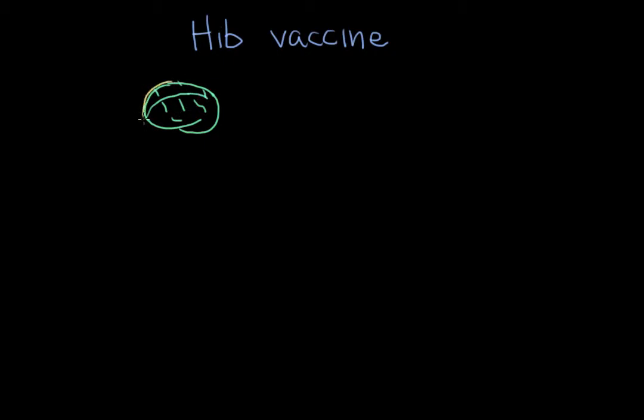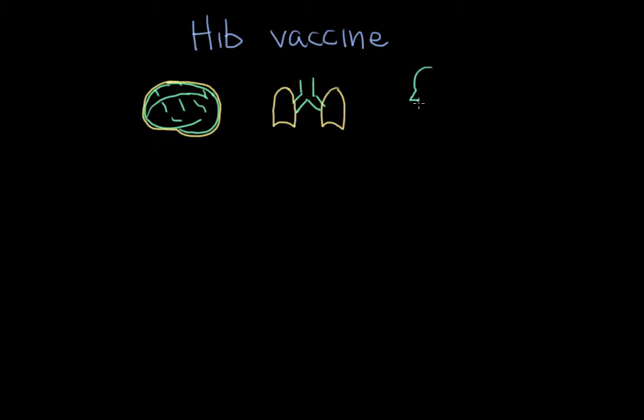The Hib vaccine was developed in 1985, and it's a vaccination for Haemophilus influenzae type B. Now, this specific strain of this bacteria, Haemophilus influenzae, was very serious. It could cause severe complications and diseases. For example, this strain could cause severe meningitis, which is swelling of the tissue that surrounds the brain. And it could also cause pneumonia, which is swelling of the lung tissue caused by this bacterial infection.